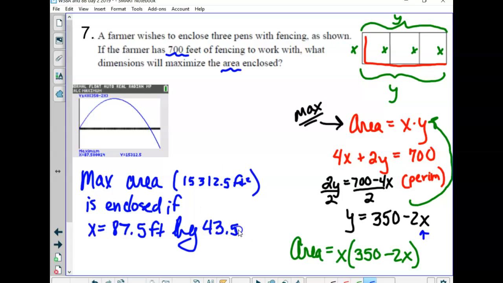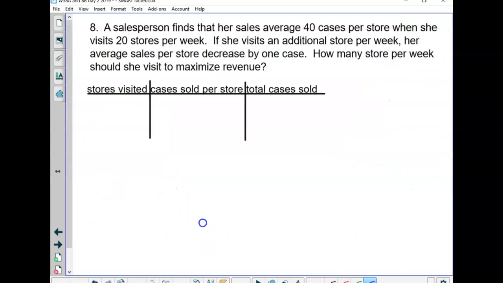Is that what someone else got? No? I totally can't hear, that's why. 350 on the home screen minus 2 times 87.5 is 175. Yep. Is that what you got? Okay. It's kind of miserable. 2 variables to start with.